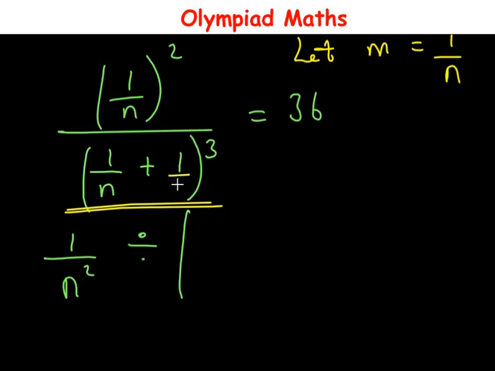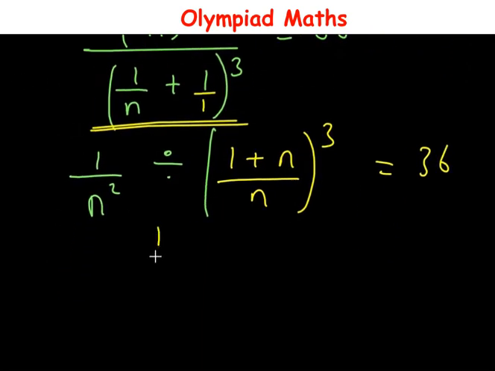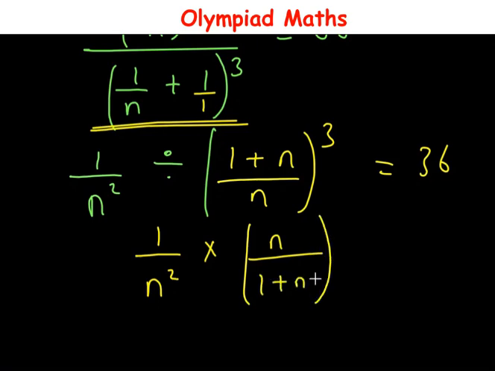This 1 can be written as over 1, such that we look for the LCM of n and 1. The LCM of n and 1 is n, so all over n. n divided by n, we have 1, 1 times 1 is 1, plus 1 divided by n times 1... plus n, all raised to power 3 equals 36. So with this, what we have is 1 over n^2. If divide changes to times, the n goes up and 1 plus n comes down, so that this becomes times (n over 1 + n)^3 equals 36.